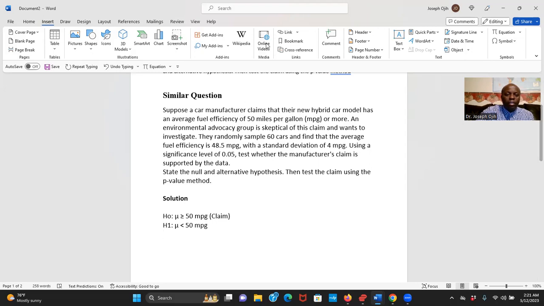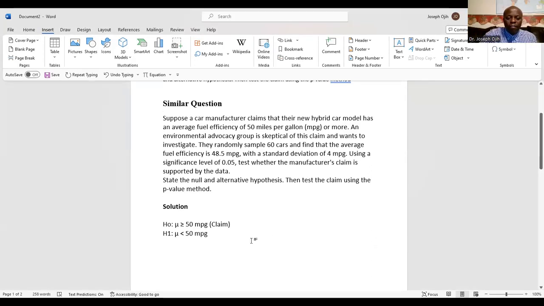Yeah, alpha is 0.05, so I'm going to put alpha equals 0.05. So that's the alpha. Alpha represents the significance level here. That means the chance of being wrong, or committing a type 1 error, is 5%. So now we are ready to run the test.